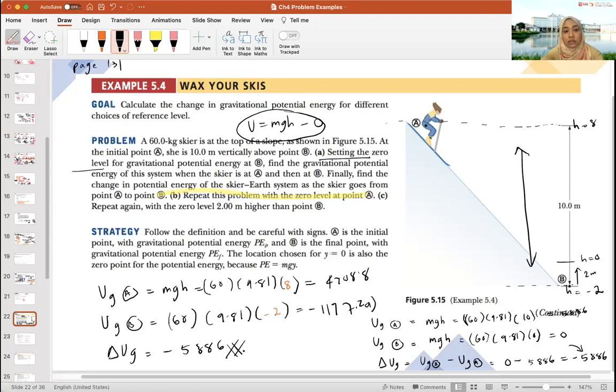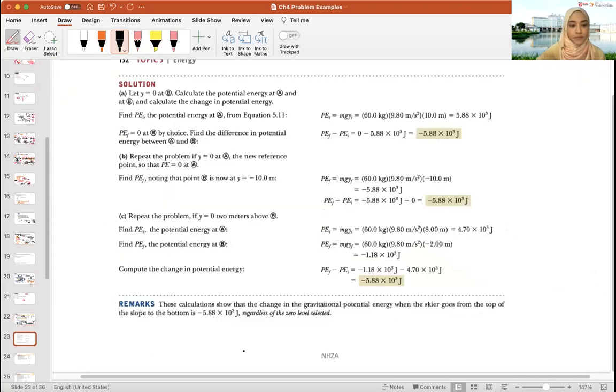As long as you know the distance between final and initial, your answer will always be the same. It doesn't matter where your reference point, where your H equals to 0 is. Okay, so I hope everyone is okay with that example. That example is in your textbook. You can go look at it. Right, same, the answers are all the same. Minus 588.